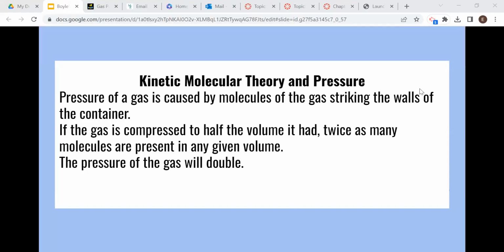So kinetic molecular theory and pressure: the pressure of the gas is caused by molecules of the gas striking the walls of the container. If the gas is compressed to half the volume it had, twice as many molecules are present in any given volume, the pressure of the gas will double.